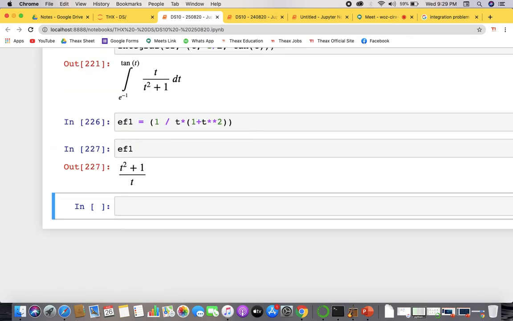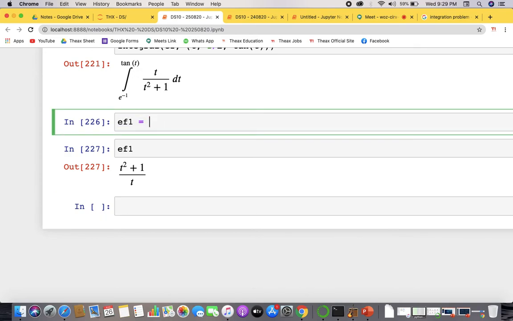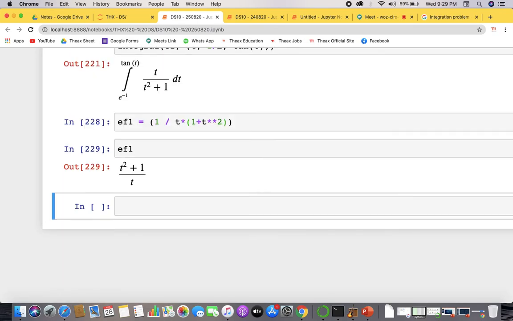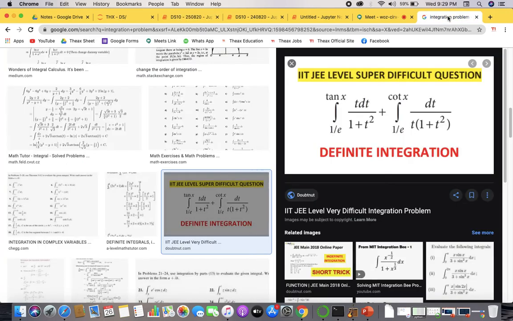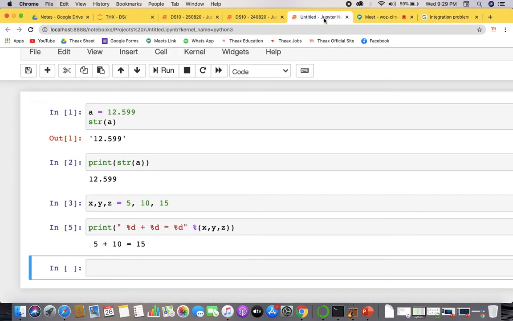Is it like what I'm doing? 1 minute. 1 by t multiplied by 1 plus t square. Fine, it is the same thing. 1 by t 1 plus t square with respect to dt. It is t plus t cube exactly. So 1 by t plus t cube.